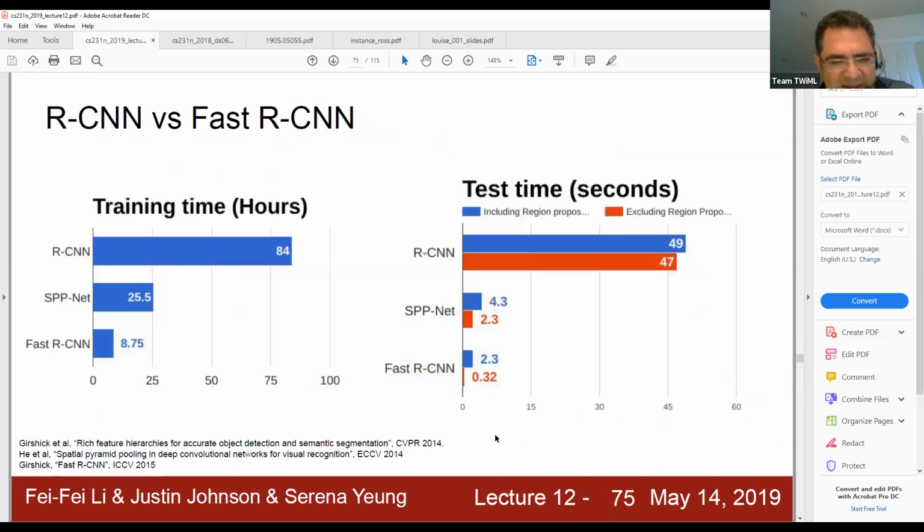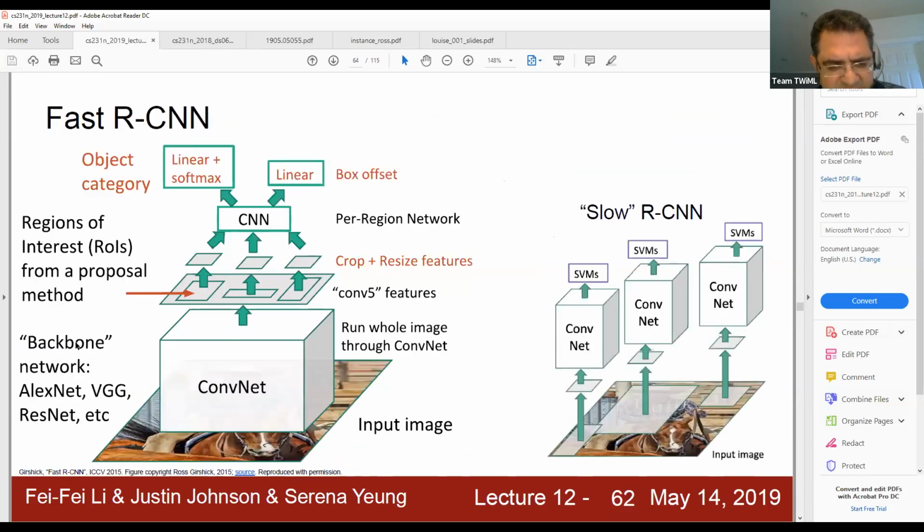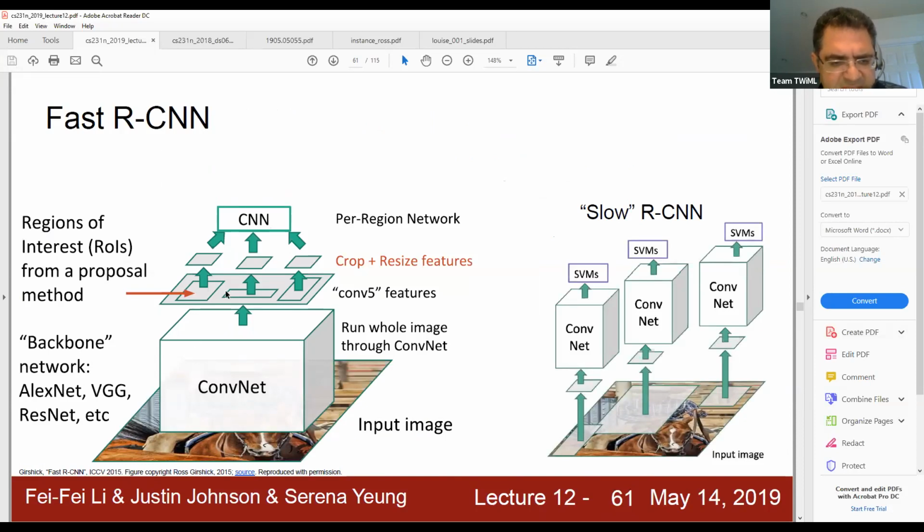One thing they noticed: you can see the improvement in 1 year. In 2014 it was about 84 hours to train the RCNN, and by 2015 they brought it down to 8 hours using Fast RCNN. In the architecture, the main difference is this: you do the convnet first, and then you do the region of interest proposals. They just swapped those two steps.